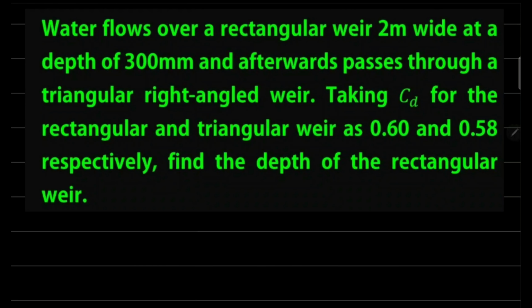Now let's take a problem which involves the discharge over the rectangular as well as the triangular weir in the same problem. The problem says that water flows over a rectangular weir 2 meters wide at a depth of 300 mm, and afterwards passes through a triangular right angle weir. Taking CD value for the rectangular and triangular weir as 0.60 and 0.58 respectively, find the depth of the triangular weir.